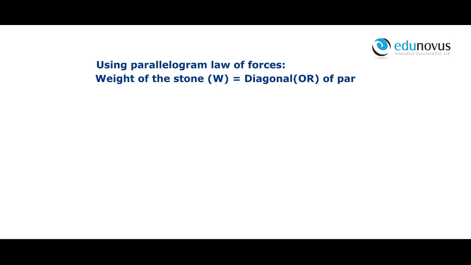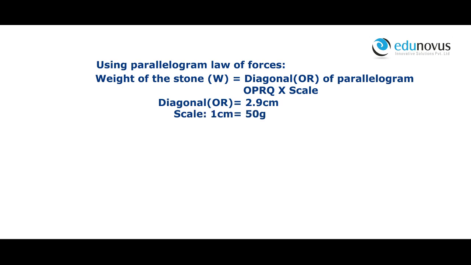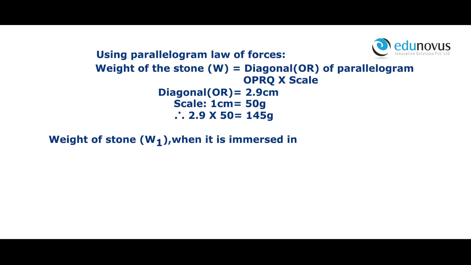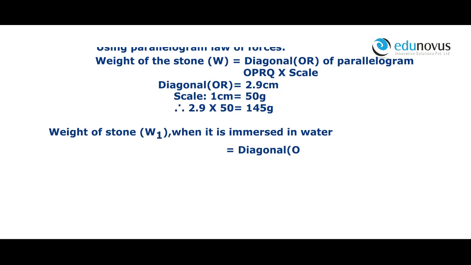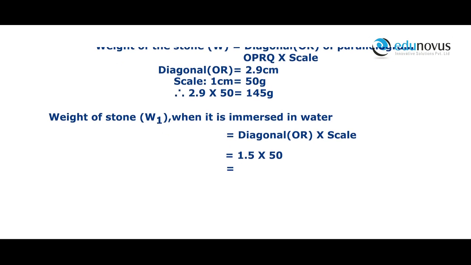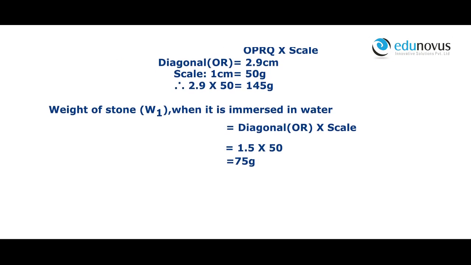Using parallelogram law of forces, weight of the stone W is equal to diagonal OR of parallelogram OPRQ into scale. Diagonal OR is equal to 2.9 cm. Scale 1 cm is equal to 50 grams. Therefore, 2.9 into 50 is equal to 145 grams. Weight of the stone W1 when it is immersed in water is equal to diagonal OR into scale, which is 1.5 into 50, that is equal to 75 grams.